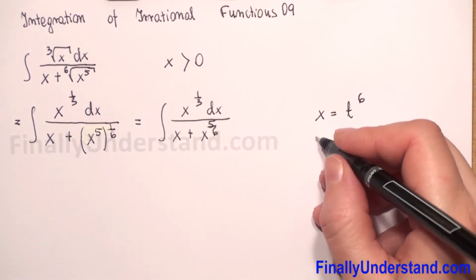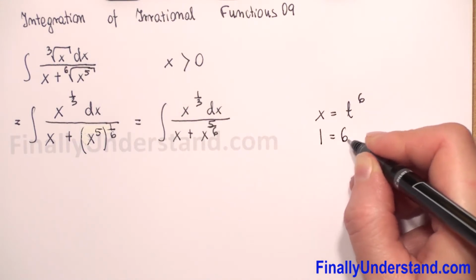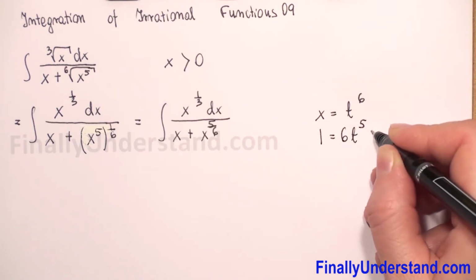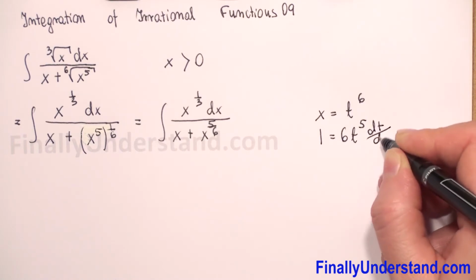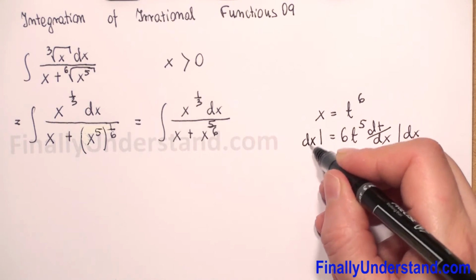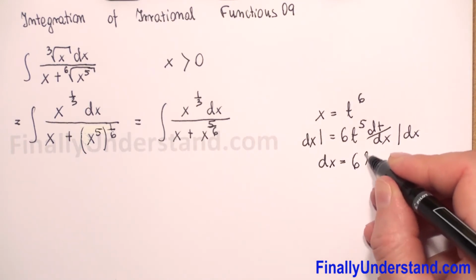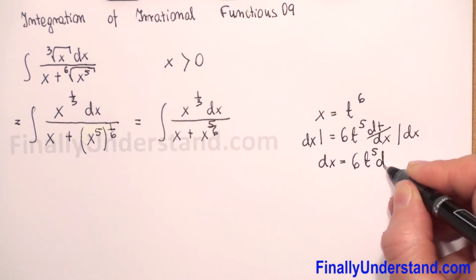Now we have to find the derivative of both sides with respect to x. So we have 1 is equal to 6t to the power 5 dt over dx. Now we multiply both sides by dx. So we have that dx is equal to 6t to the 5th power dt.